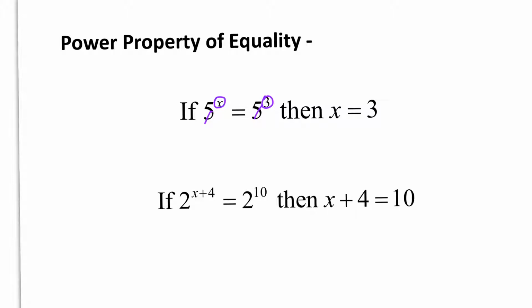Now, when you have a number next to the x, so notice the next one here, if 2 to the x plus 4 equals 2 to the 10th, well, if the bases are the same, the 2 and the 2 are the bases, you can cross those out, and we're going to keep the exponents. We do have x plus 4 and a 10. So I'm going to have the equation x plus 4 equals 10. So in other words, you just put the exponent on the left side, and the other one on the right side. So x plus 4 equals 10.